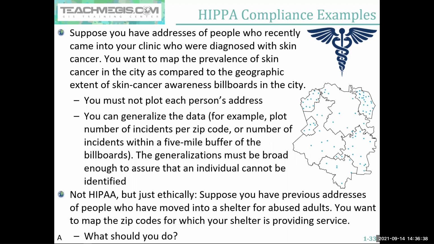Suppose you have addresses of people who recently came into your clinic who were diagnosed with skin cancer. You want to map the prevalence of skin cancer in the city as compared to the geographic extent of some skin cancer awareness billboards. So when you say, oh, this neighborhood has a lot of skin cancer, let's do some more outreach in that neighborhood, okay? So the thing is, you must not plot each person's address. You can generalize the data to zip code or within a 5-mile buffer of the billboards. The generalizations must be broad enough to assure that an individual cannot be identified.